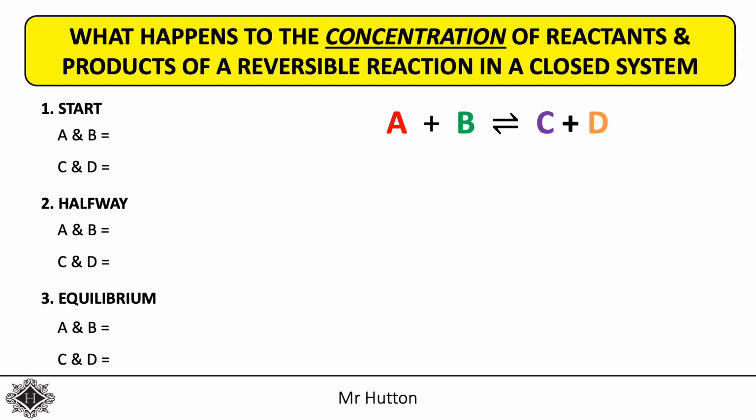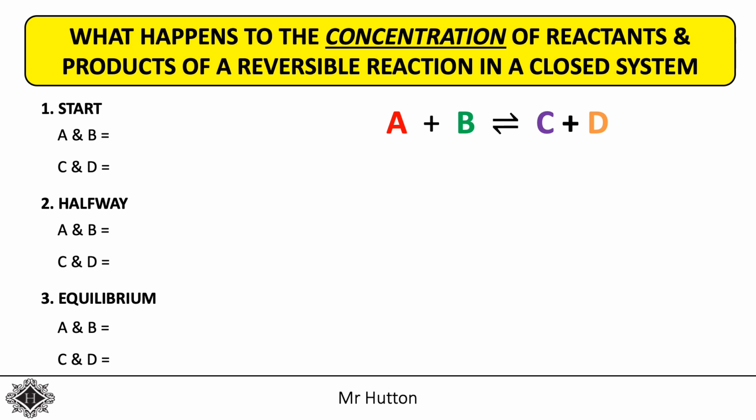All right, do go back to those slides, because this is a very complicated lesson. So do go back to those slides and listen through those again if you need to. We're going to look at what happens to the concentration of reactants and products of a reversible reaction in a closed system. Okay, so again, we're looking at starting with A and B and then seeing where the reaction goes.